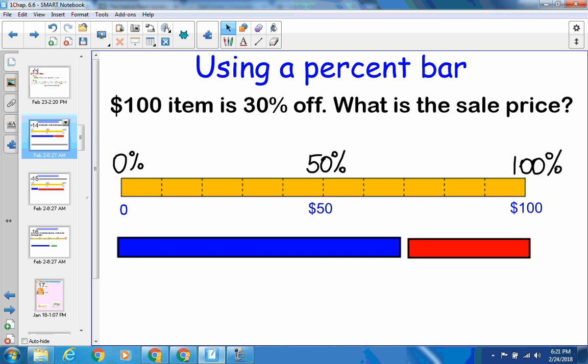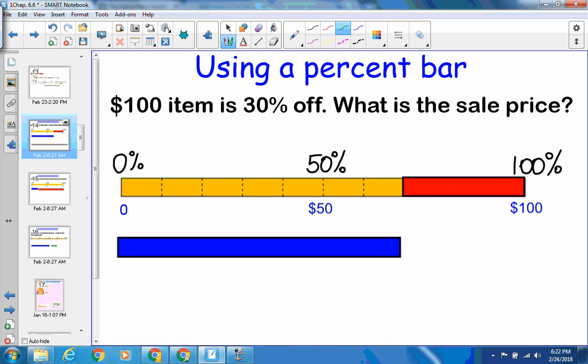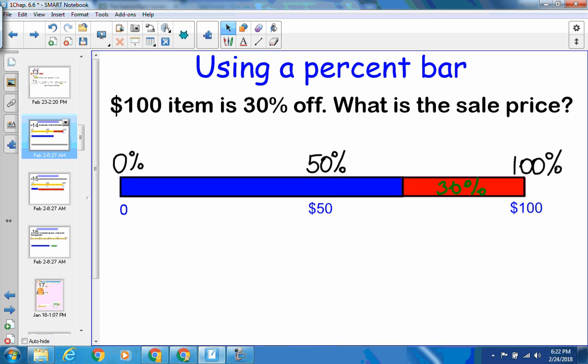So one way we could do that is to think about what amount we're getting taken off of the price. So that's what the red bar is, the 30% less. So if you think about that, you're taking off 30% of $100. So because this is 30%, that's how much less you would pay. Or you could figure out the percent that you would pay. So if we take away 30% from 100%, we are left with 70%.